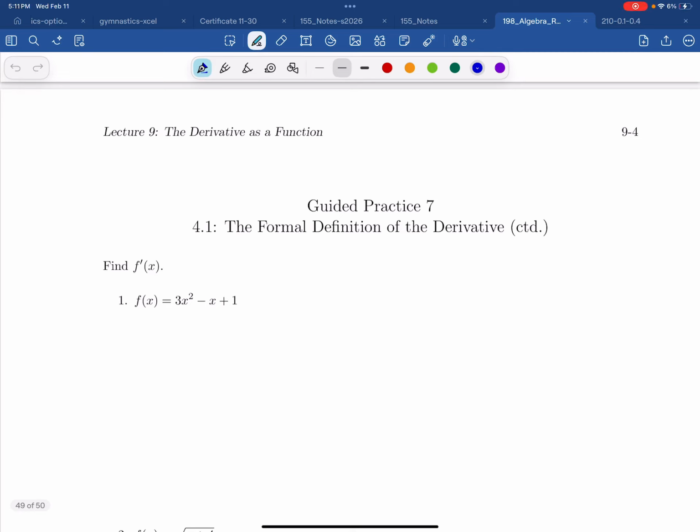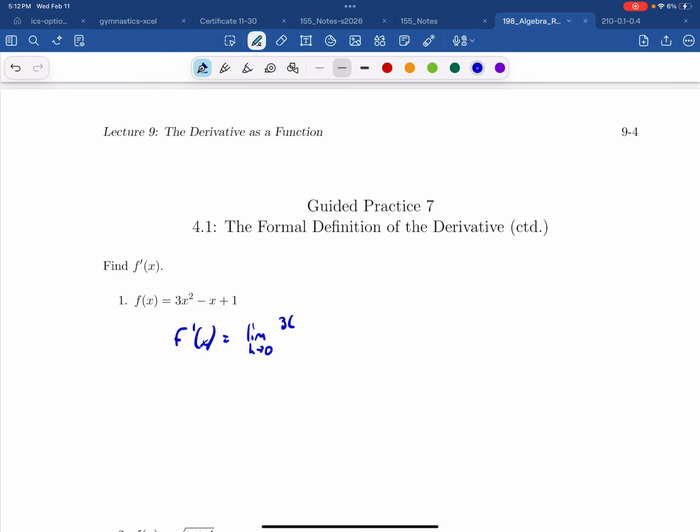Let's do some guided practice for the last part of 4.1, the formal definition of the derivative. Here we're going to find the derivative of the function f of x, not at a specific value, but just for the general variable x. But of course, the actual differentiation is the same process as before. We just plug in x plus h instead of a plus h.